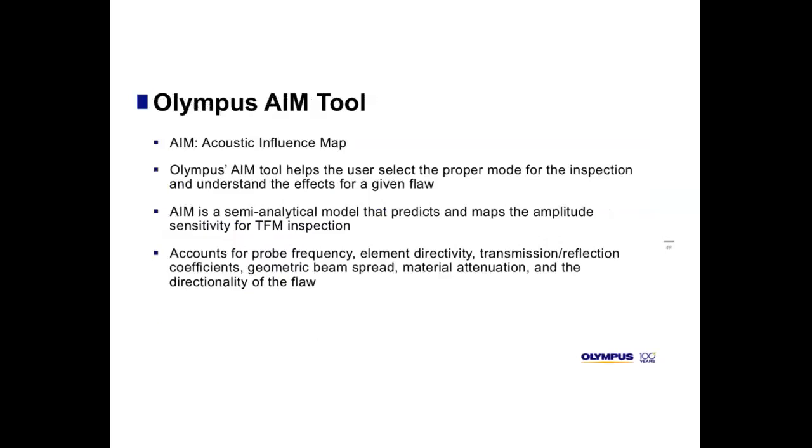To answer that question, Olympus brought a new concept, which is the AIM. AIM for Acoustic Influence Map. This tool helps the user to select the proper mode for the inspection and understand the effects for a given flaw. AIM is a semi-analytical model that predicts and maps the amplitude sensitivity for TFM inspection. It accounts for probe frequency, element directivity, transmission reflection coefficients, geometric beam spread, material attenuation, and the directionality of the flaw.